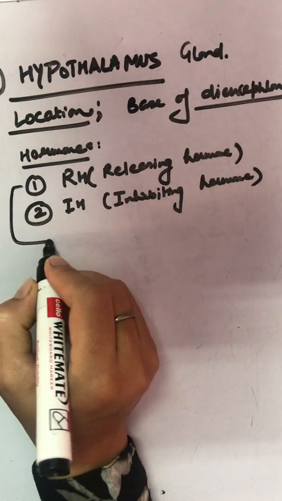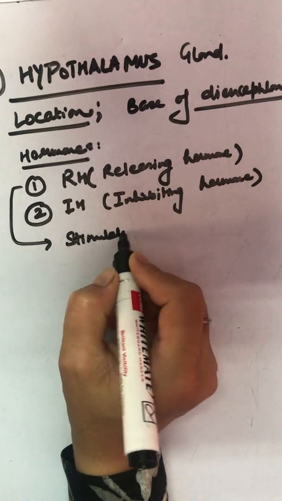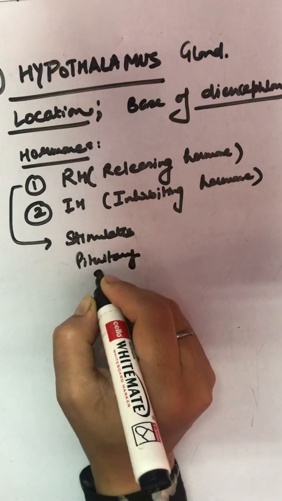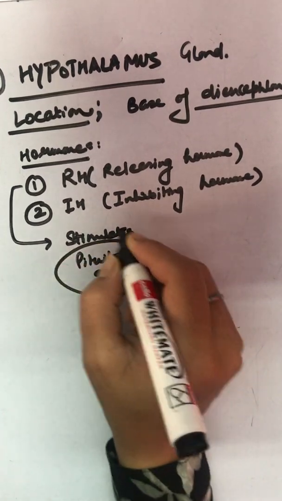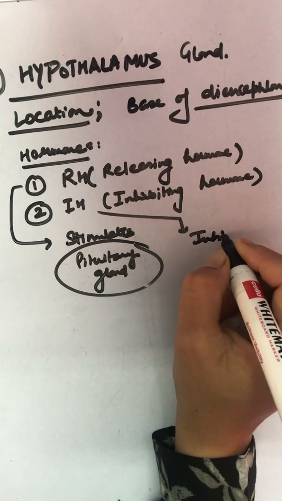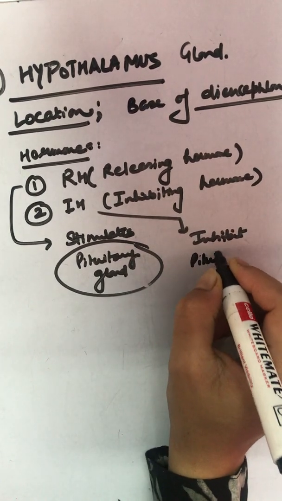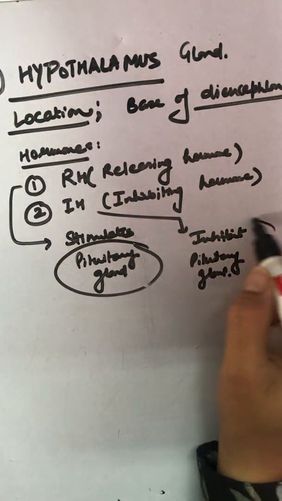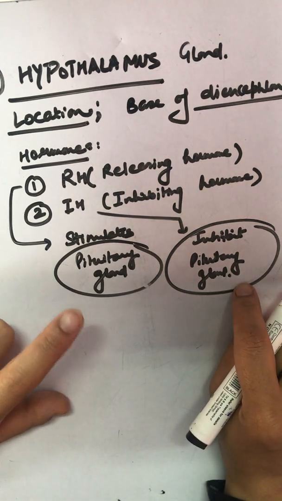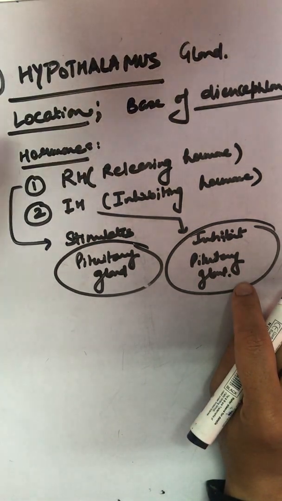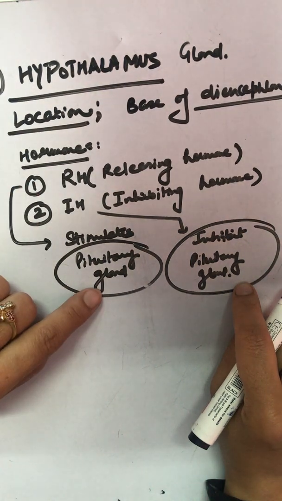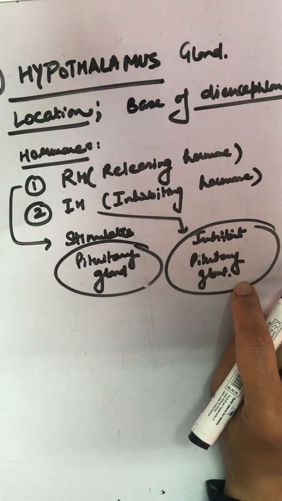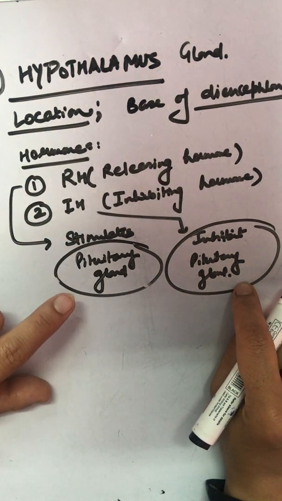Clear? This one stimulates the pituitary gland to secrete hormone, and this one inhibits the pituitary gland. So that's why we call it a supermaster endocrine gland, because it controls the secretions of the pituitary gland, which is a master endocrine gland. Whether to release or to inhibit is all decided by the hypothalamus, the supermaster endocrine gland.